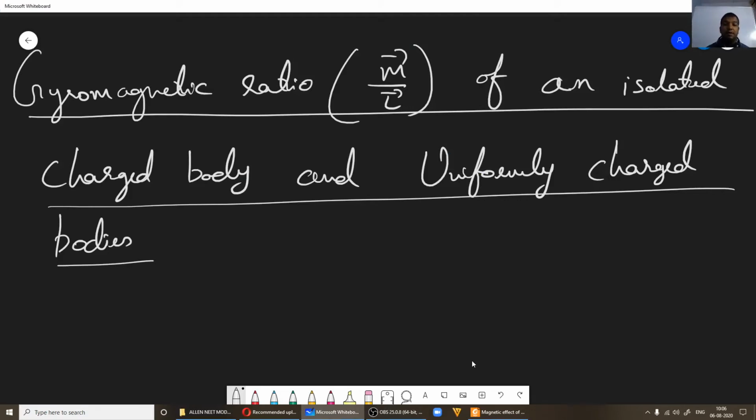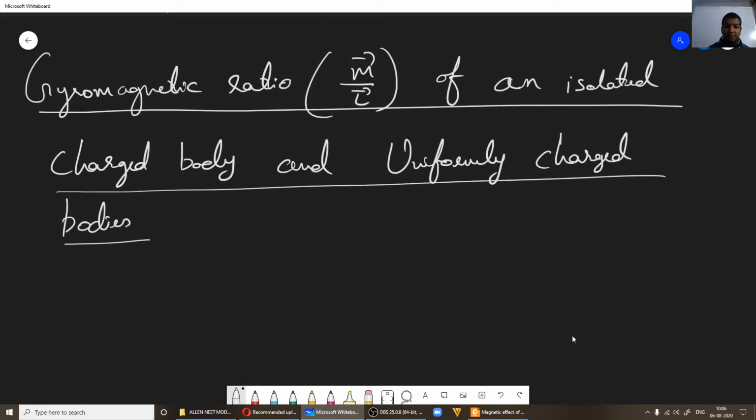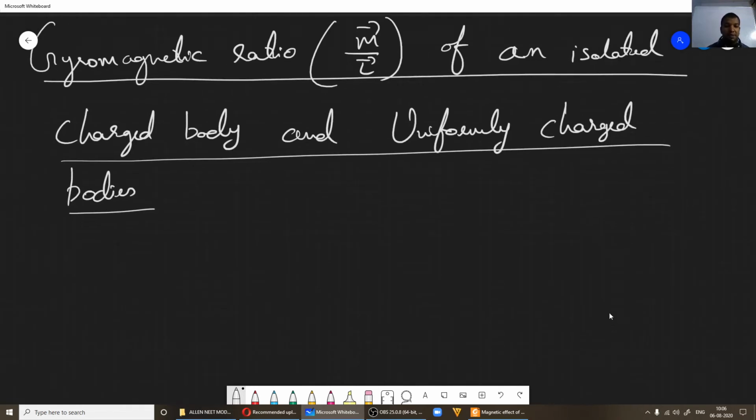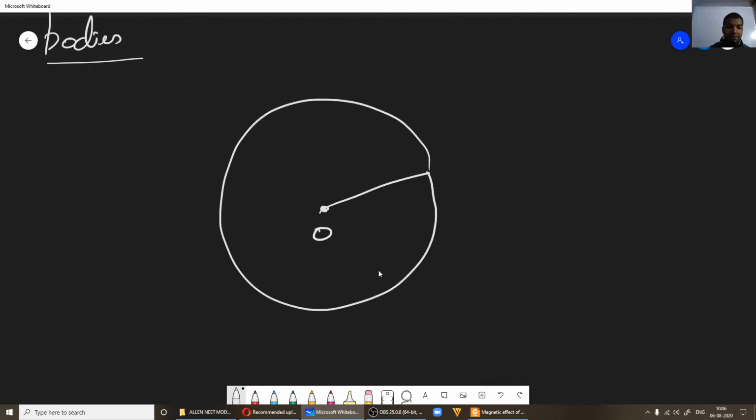The next topic we'll see about gyromagnetic ratio of an isolated charged body and a few uniformly charged bodies also. Now when I say angular momentum, it's understood that it is revolving. Let us consider uniform circular motion. Now here we have, say this is a point O, about which a charged body is revolving. Say the charge magnitude is q, and its velocity is some v.